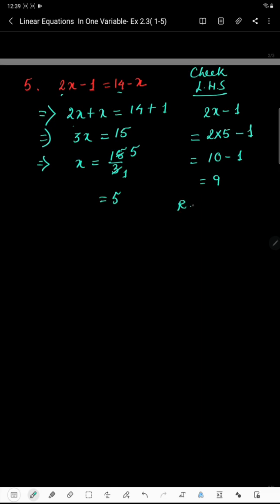Now on the right hand side we have 14 minus x. So 14 minus 5 is 9. So we have got the same value on the left hand side and right hand side. So we can write that left hand side is equal to right hand side, and the value of the variable is 5.